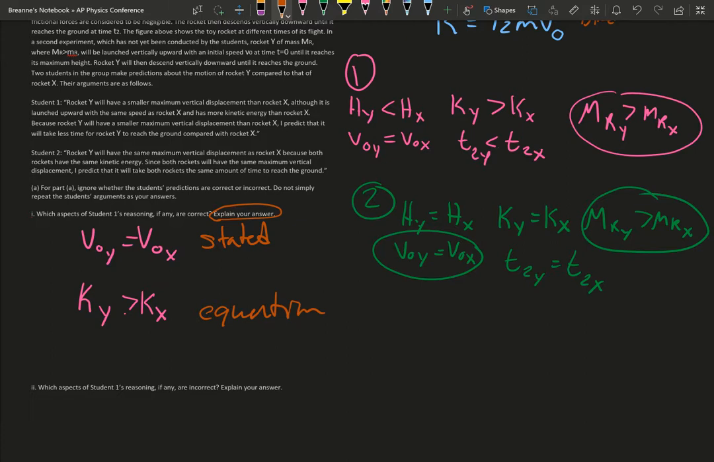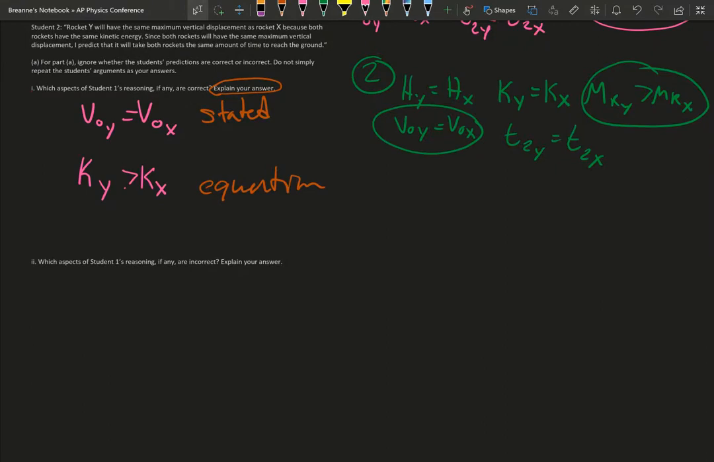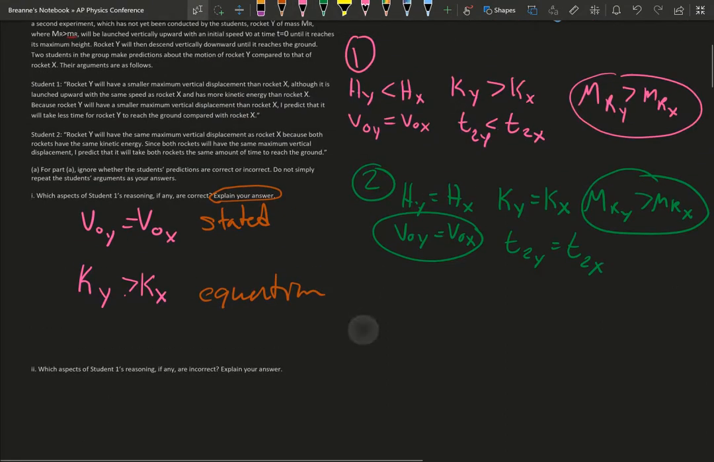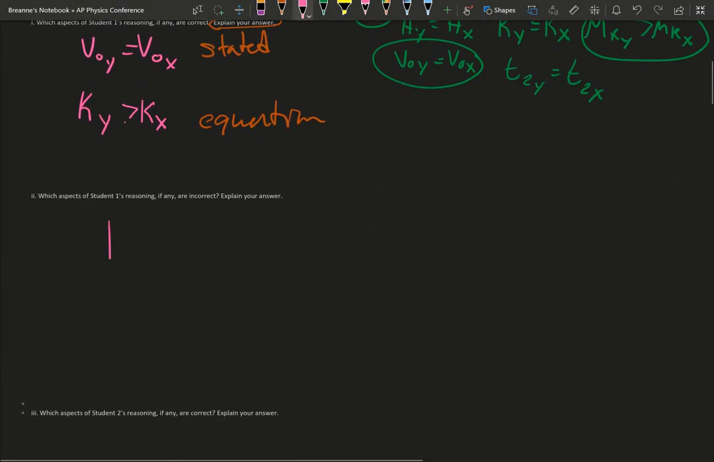If they have the same initial velocity and they're both on Earth, therefore it should reach the same maximum displacement. So remember, the mass does not affect that vertical displacement. So the thing that was wrong was, we'll go back to our pink since we're doing it, the thing that was wrong was our hy is less than the height of our hx.